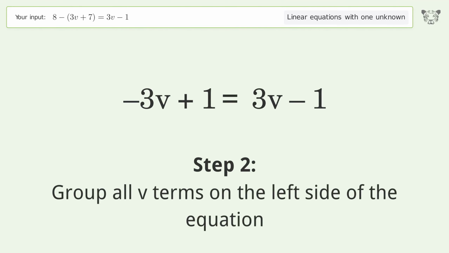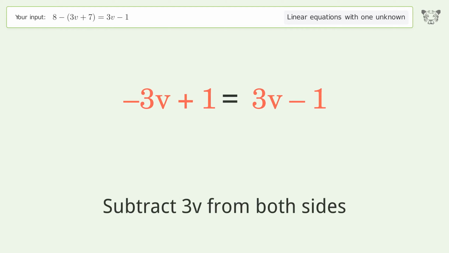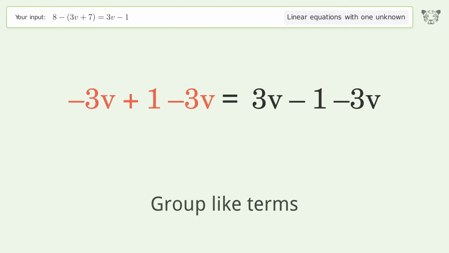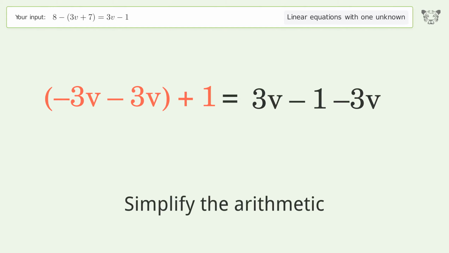Group all v terms on the left side of the equation. Subtract 3v from both sides. Group like terms. Simplify the arithmetic.